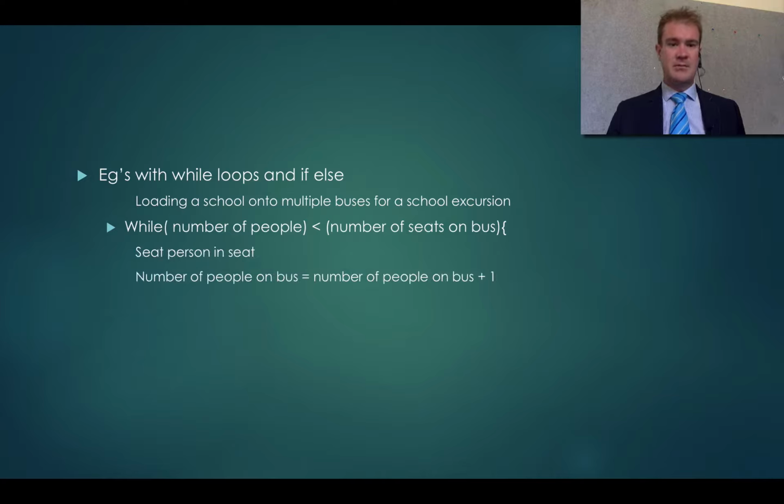And then we go number of people on bus equals number of people on bus plus 1. So that's just basically saying if there's an empty seat, put someone in the seat and then add 1 to the number of people on the bus. And we keep going until, as the while loop says, the number of people is equal to the number of seats on the bus, and then we stop. What do we do then? We go to our next bus. So we fill up a complete bus, then we go to our next bus.